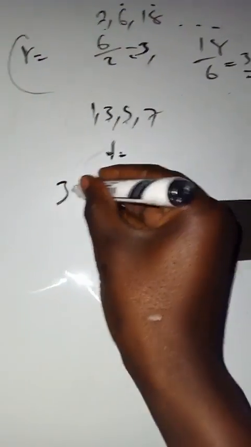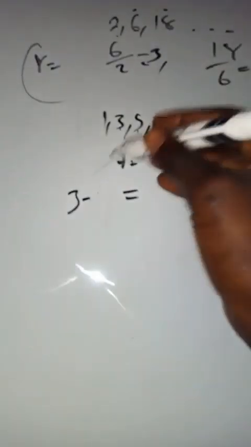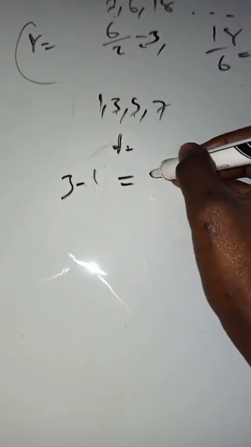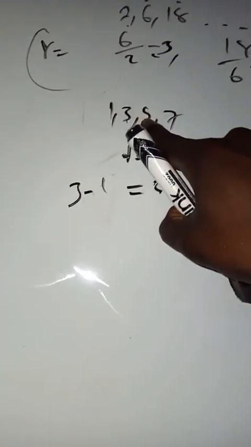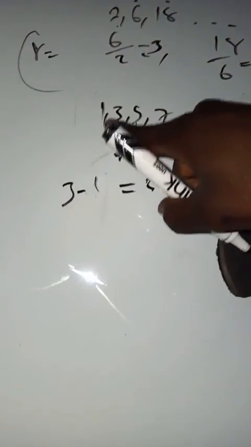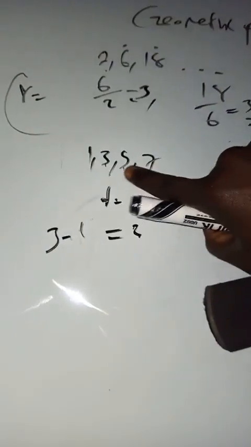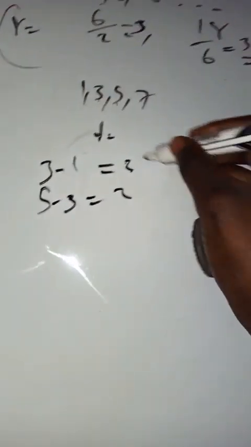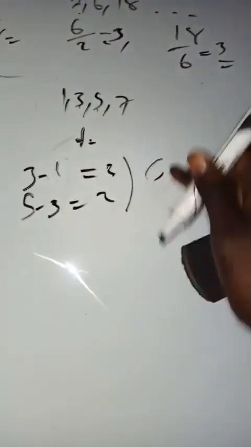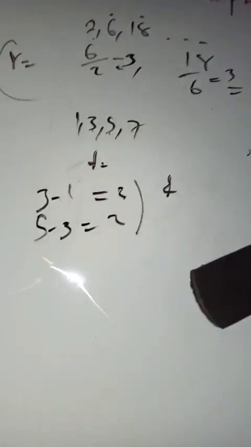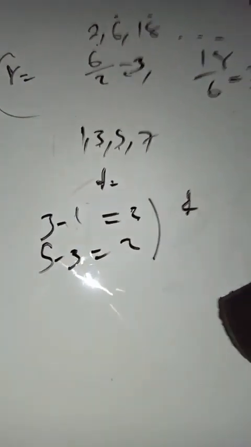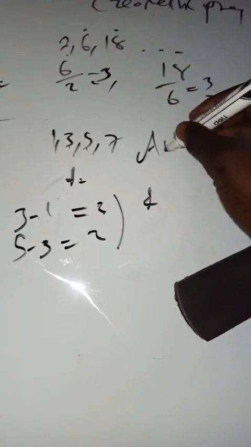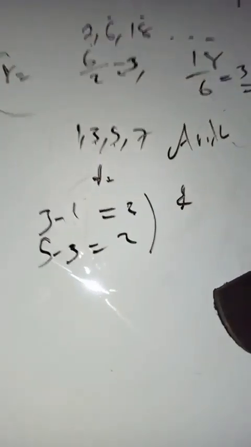So here, there's what we call the D, which is the common difference. Why? Because if I say 3 minus 1, I'll get what? I'll get a 2. The term I'm looking at minus the previous. 5 minus 3, I'll have a 2. Therefore, the 2 is what we call the common difference, which you just refer to as D. So, this one is an arithmetic progression, and this is what you usually find in paper 1.